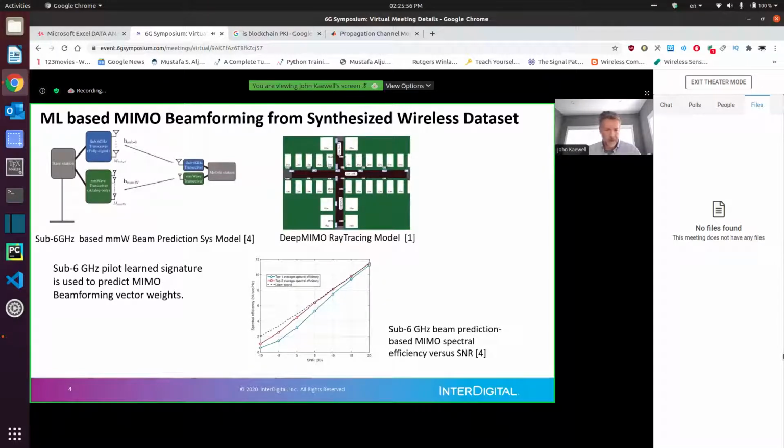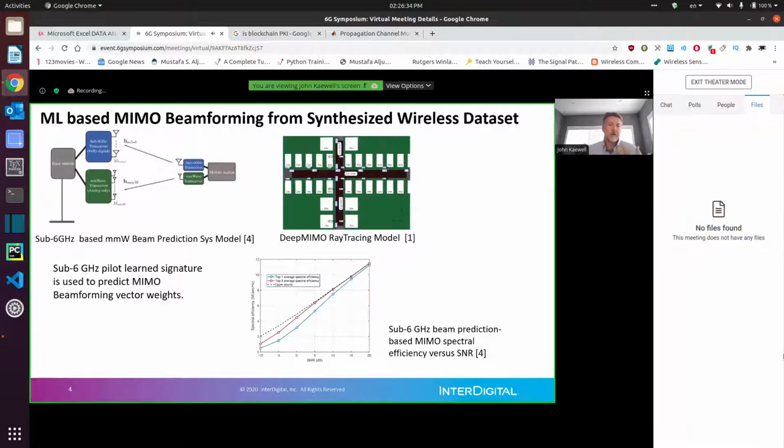The authors presented a graph in the slides that shows what they were able to achieve with respect to this machine learning-based beam selection prediction system, based on spectral efficiency on the vertical axis and SNR on the horizontal axis. And they show that they were able to converge on the upper bounds of performance using an approach like this. But again, this is based on synthesized data, and it can lead you into a false sense of security.